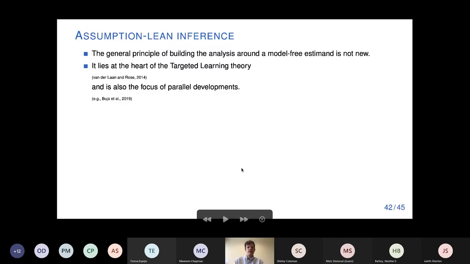All right, so the principle of building an analysis around a model-free estimand is certainly not completely new. It's really at the heart of the targeted learning theory and the literature on TMLE.